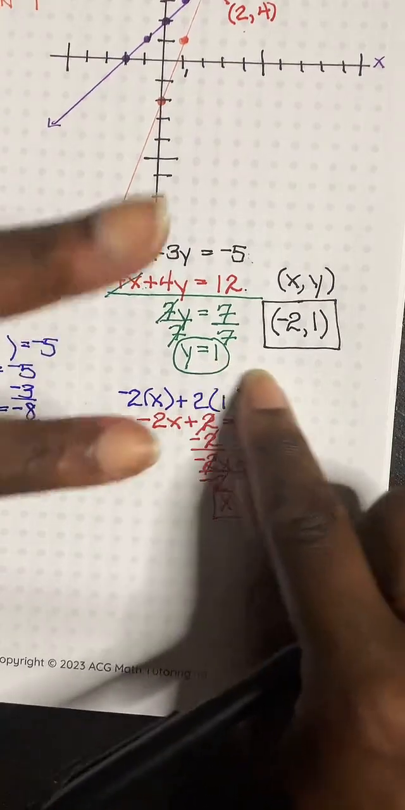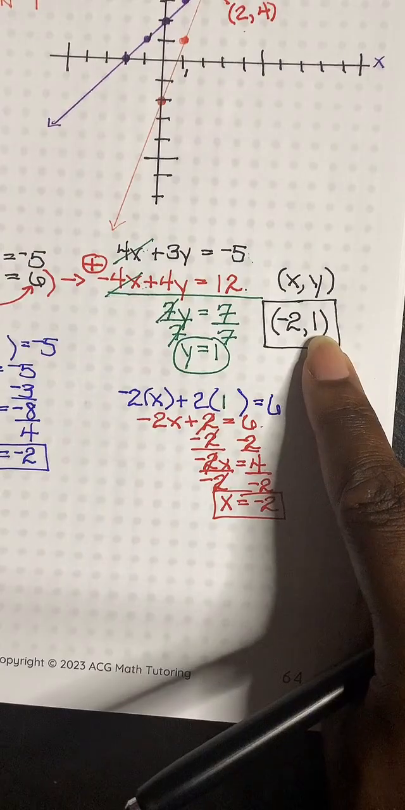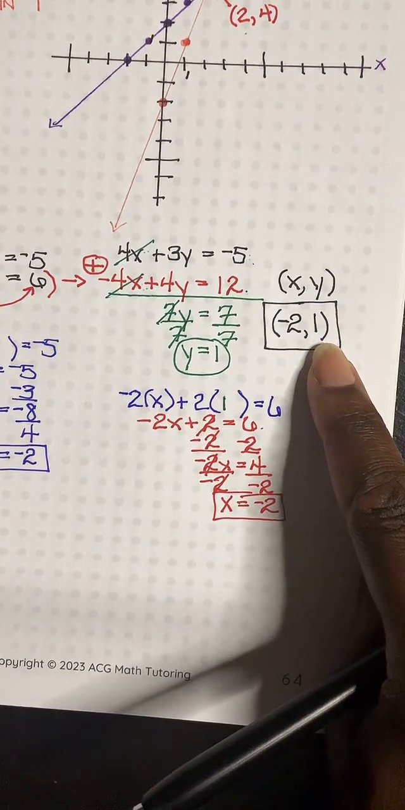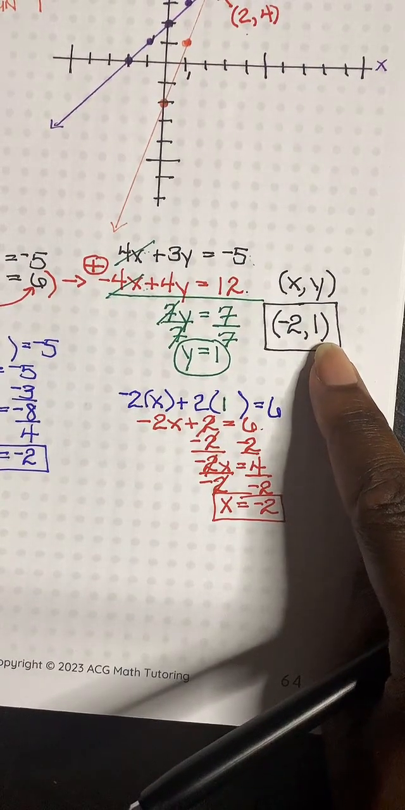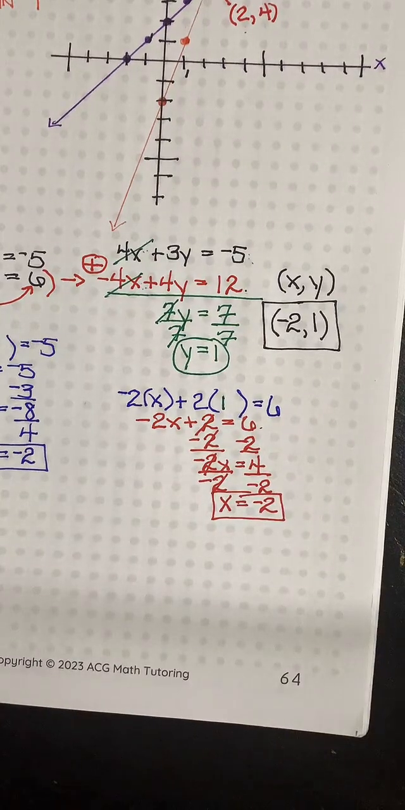If it's between two answers, now I'm going to pick one of those two equations to find my x. And once I found my x, boom, I'm done. Okay, then you find your answer, which in our case was negative 2, 1.